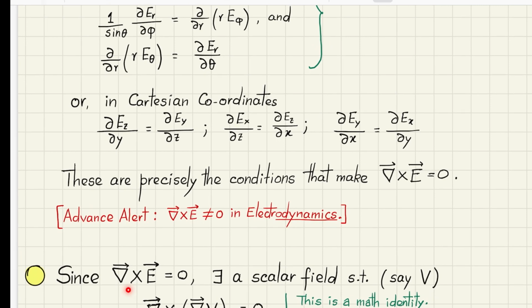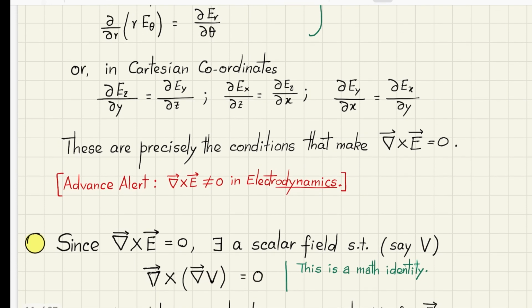Since del cross E is 0, we have already seen in our last chapter there exists a scalar field, let's say V, such that del cross (grad V) is identically 0, because this is a math identity. So if del cross E is 0, I should be able to write E in terms of a gradient of a scalar field, and I call it, let's say, grad V, and this is an identity, and hence that exists.